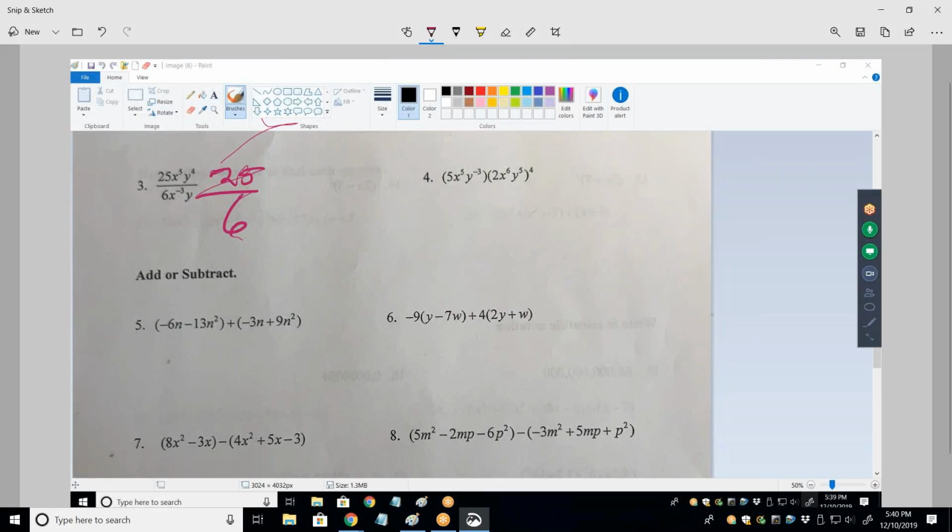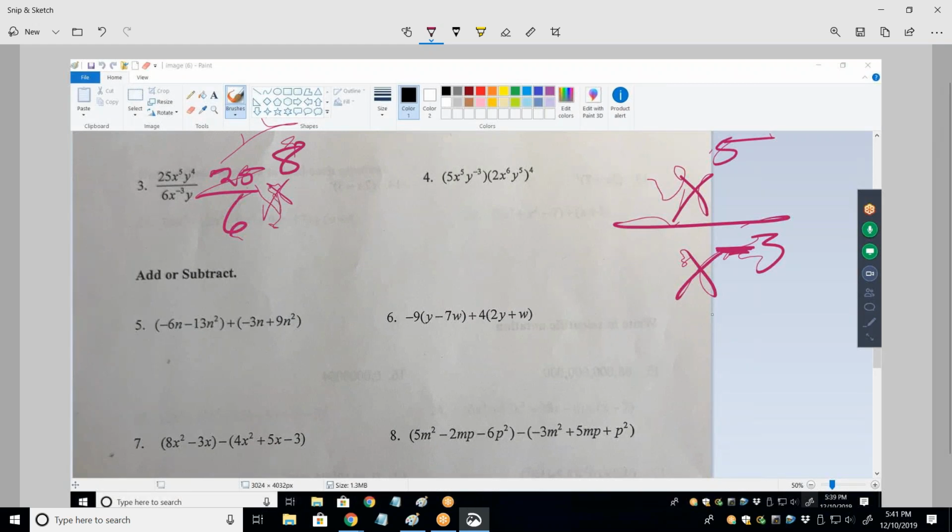Now let's look at the x variable. Okay, that's the next thing we come across. We're going to do all of the x's. What is x to the 5th divided by x to the minus 3rd? Remember what you're going to do. You're going to subtract the exponent, because subtraction goes with division. Is it 8? Yeah, x to the 8.